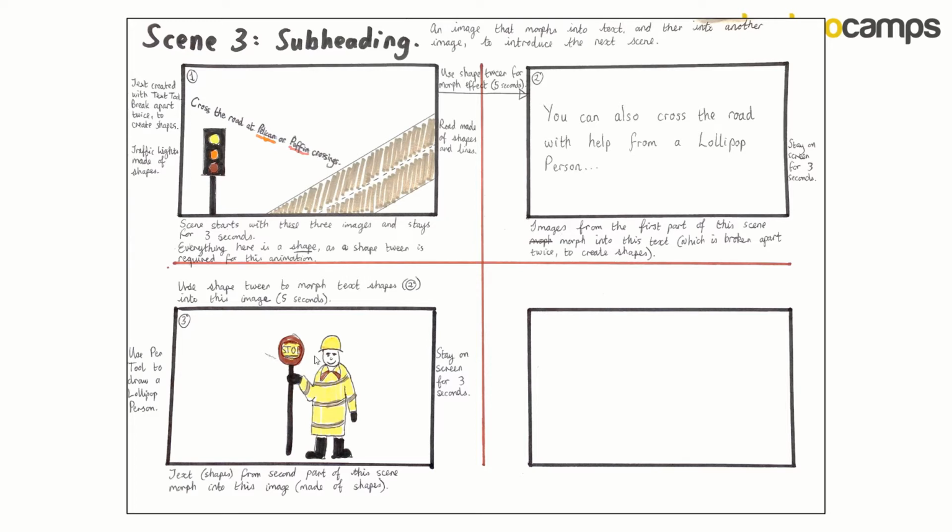Now be warned, if you create a complicated image like this with lots of different parts, lots of different shapes making up the full image, then it can slow down the process of the morphing effect for the animation. So in the example we're going to do here, instead of drawing this lollipop person with the stick, we're just going to draw the lollipop stick. Okay, so that's just to avoid having that process slowing down.